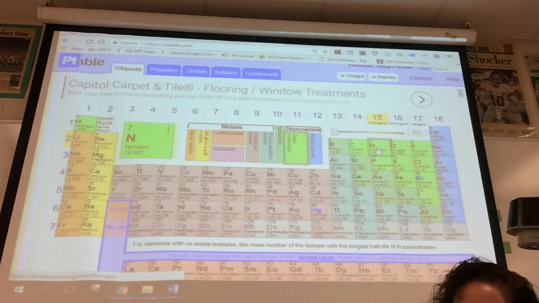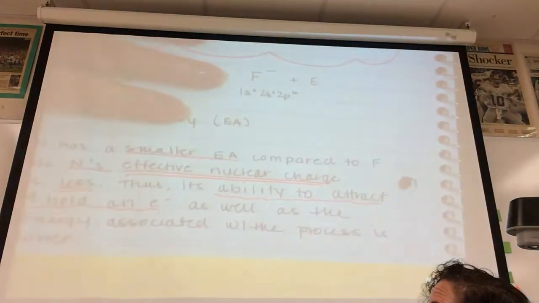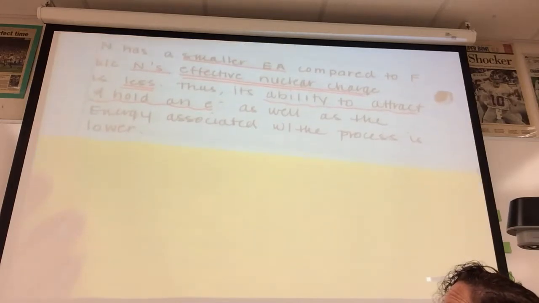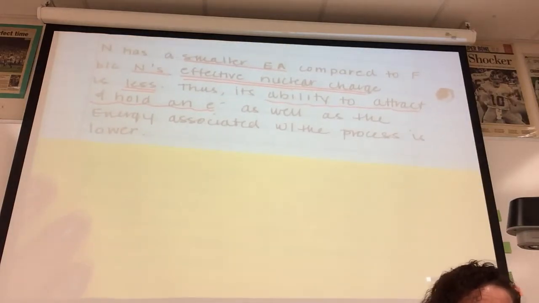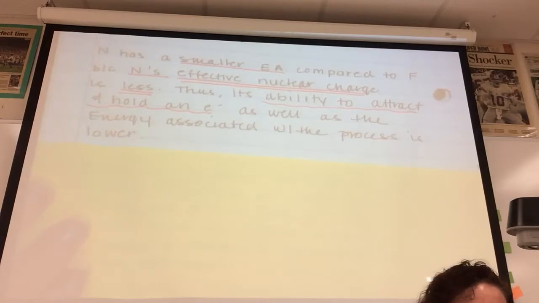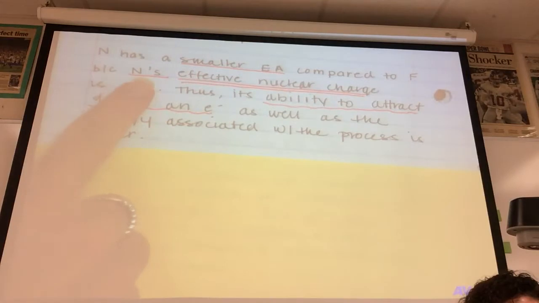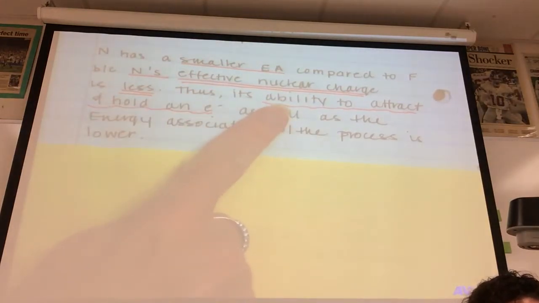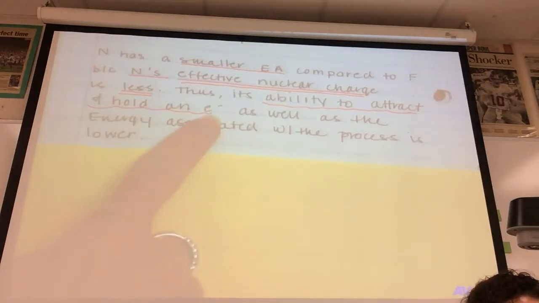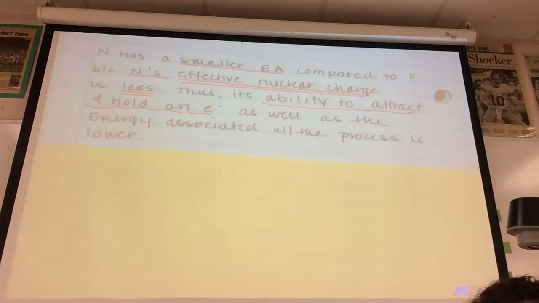So let's take a look there. And let's take a look at what a solid answer will look like. So what we've got here is nitrogen has a smaller electron affinity, abbreviated EA, compared to fluorine because nitrogen's effective nuclear charge is less. So its ability to attract and hold an electron, as well as the energy associated with the process, is lower.